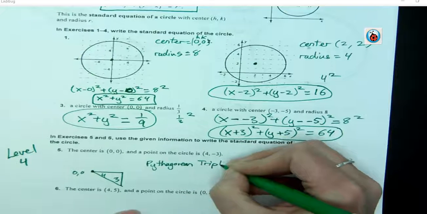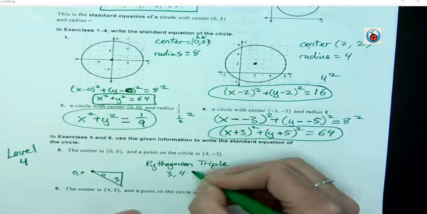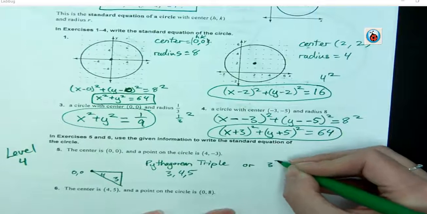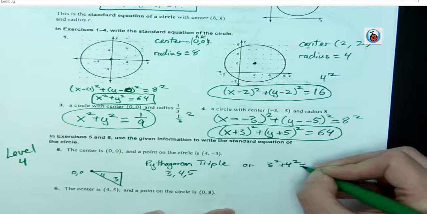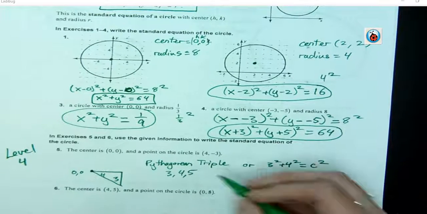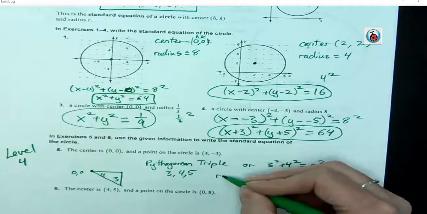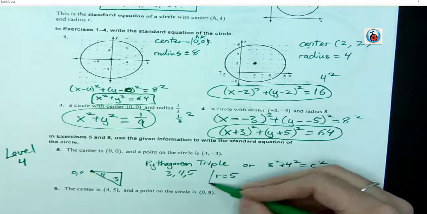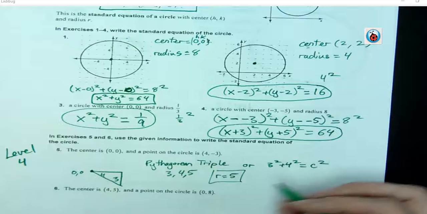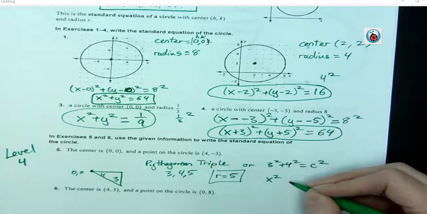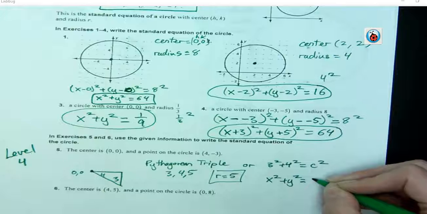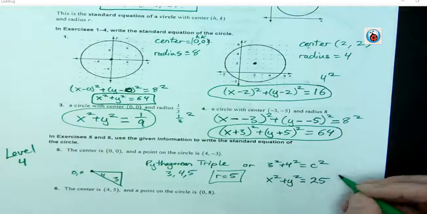and that is a triple. So 3, 4, 5. Or if you don't know that, you do your 3 squared plus 4 squared equals c squared and solve it out. But my answer is my radius equals 5. Therefore, my equation in the circle is x squared plus y squared equals 5 squared, which is 25.